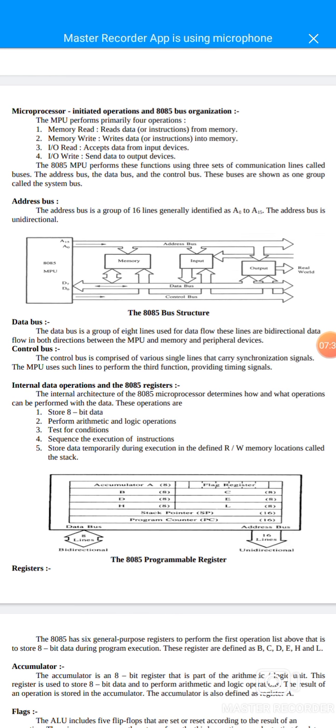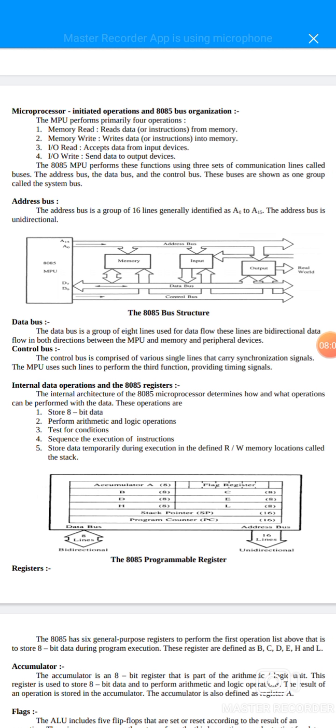Address bus. The address bus is a group of 16 lines used to identify memory locations. The address bus is unidirectional. The 8085 bus structure is displayed on the screen. Data bus. The data bus is a group of 8 lines used for data flow. These lines are bidirectional: data flows in both directions between the MPU, memory, and peripheral devices. Control bus. The control bus is comprised of various signal lines that carry synchronization signals. The MPU uses such lines to perform its third function, providing timing signals.